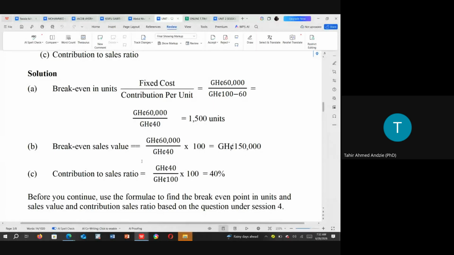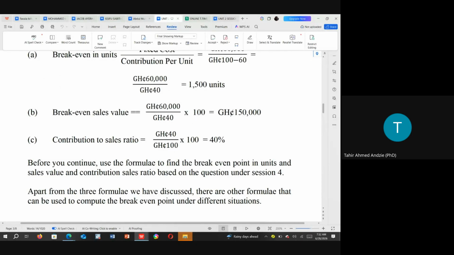We also said that the break-even sales value can be gotten by dividing the fixed cost by the contribution sales ratio, or contribution margin ratio. So first, calculate the contribution margin ratio. Here it is the contribution per unit over the selling price, because we have it in units. If you like, don't even multiply by 100, just leave it in decimal. So contribution over selling price will give you the ratio in decimal, right?